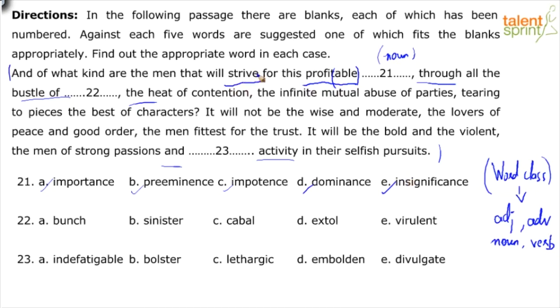They are striving for profitable something through all the, so amidst, if you look at the second context, there's a lot of negative things. Heat of contention, infinite mutual abuse of parties, tearing to pieces the best of characters. So something negative. Amidst all these negative things, they are striving for this profitable what? It could be importance. It definitely is not importance, unrelated word in this context, right? And a negative word. I don't need this, and it can definitely not be insignificance. Why would they strive for something insignificant? I can safely eliminate option E and C. I have to choose between A, B and D.